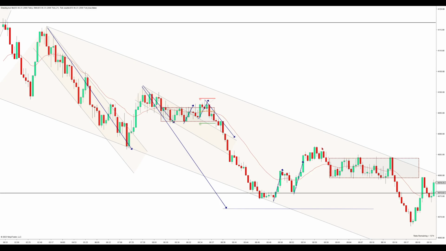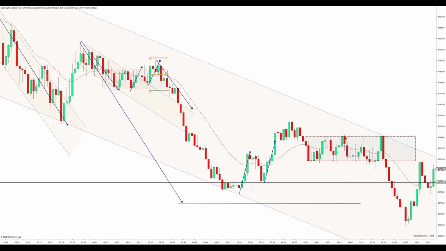We kind of just start going sideways. We push below the EMA. It stays choppy. We push back above, push back below. There's no entries, but we do start forming this range right here. It's pretty clear.